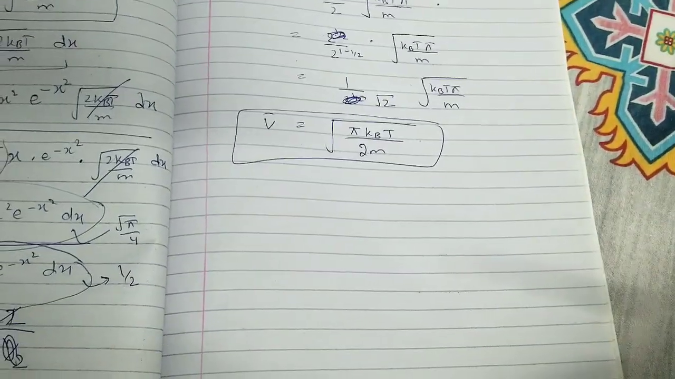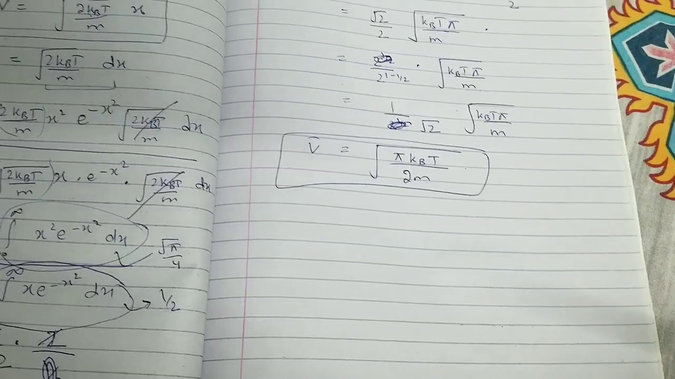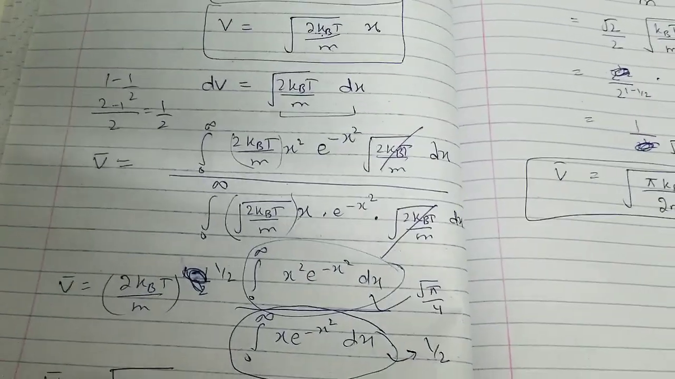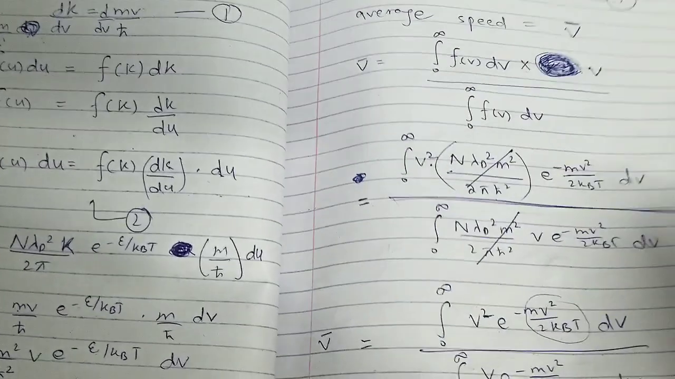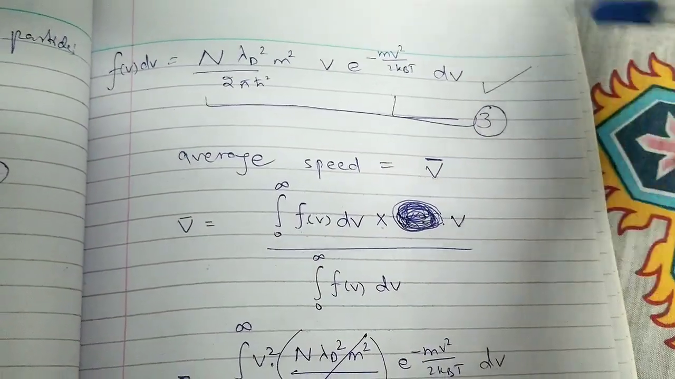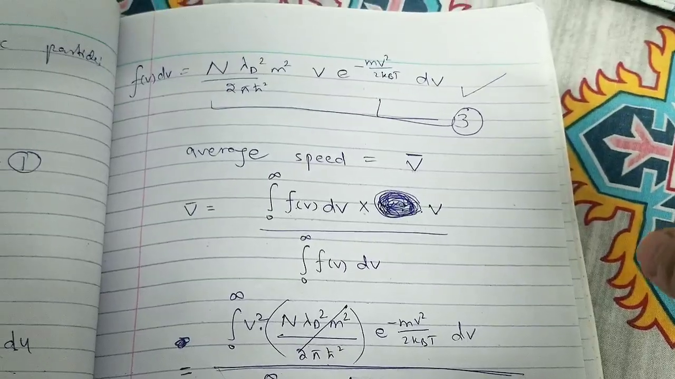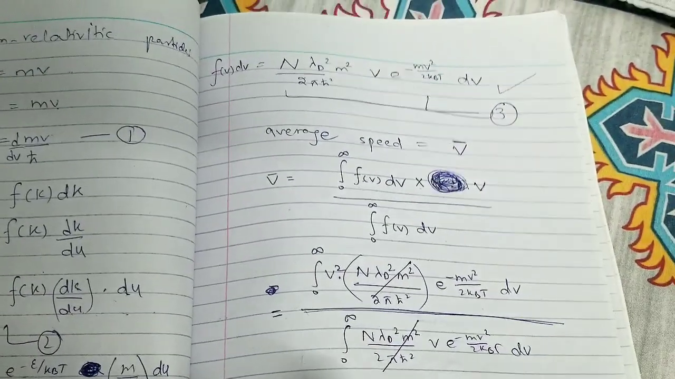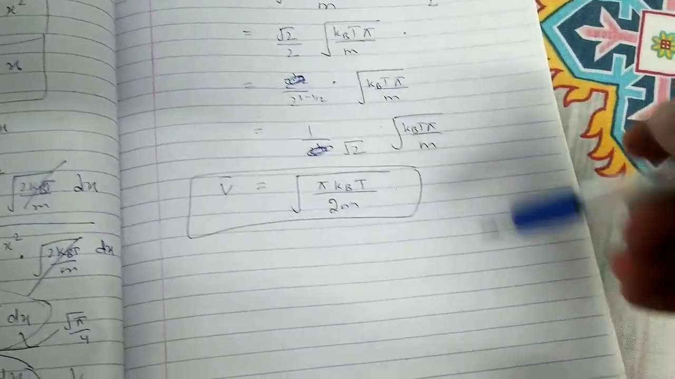Okay, so this was the final formula, and you actually derived the Maxwell-Boltzmann distribution function for a non-relativistic particle in 2D and their average speed as well. And that is the solution.